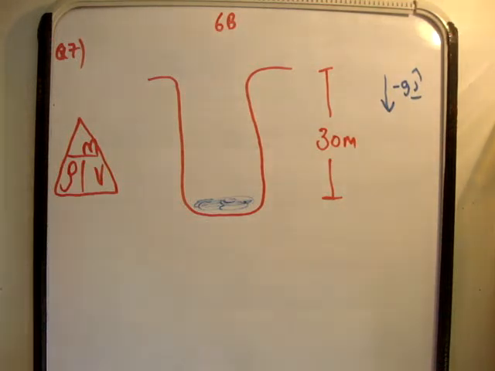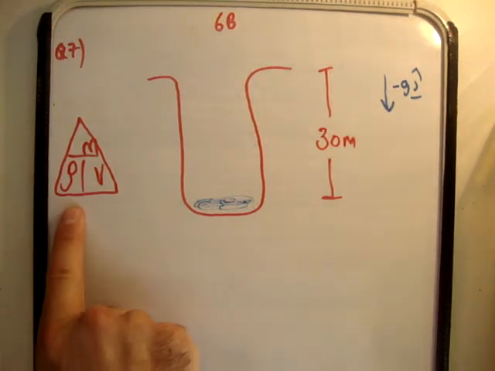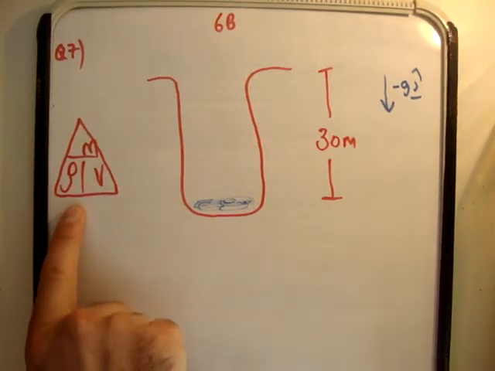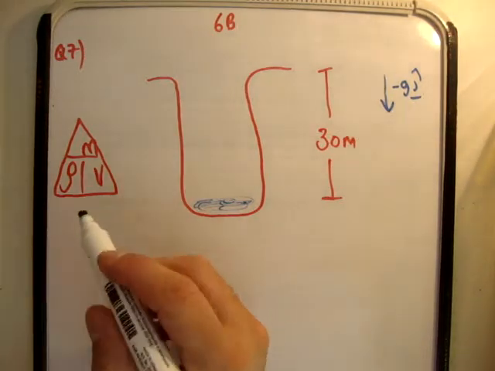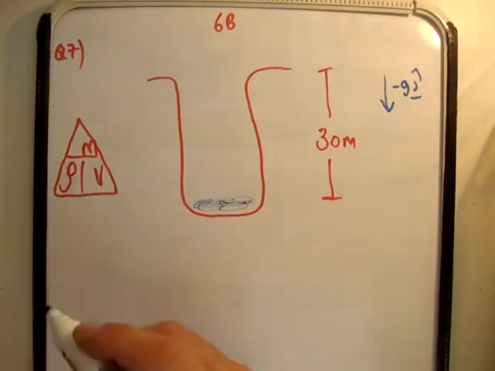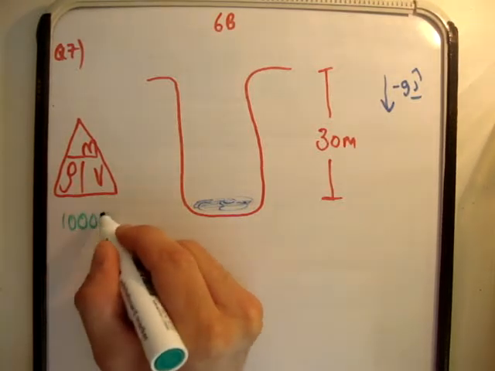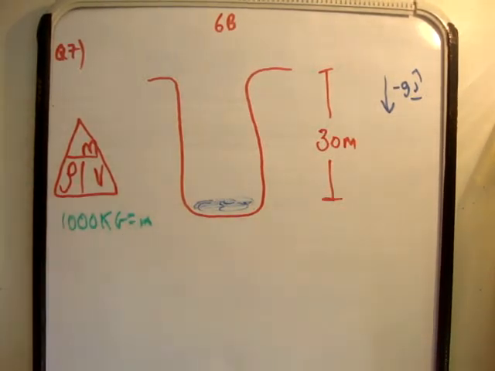Alright, so the first thing to note is that mass is equal to density times volume. We use the Greek letter rho for density, but in this case we're actually given that the mass is equal to 1,000 kilograms. So the first thing we need to do is find the force on each kilogram of water.